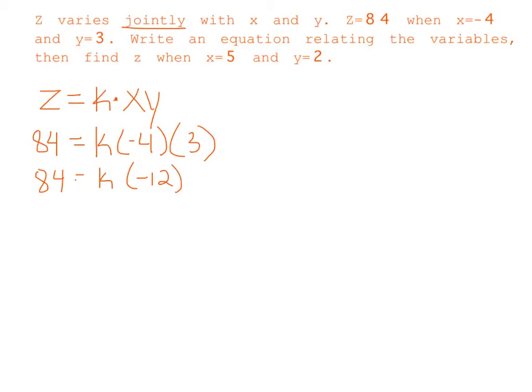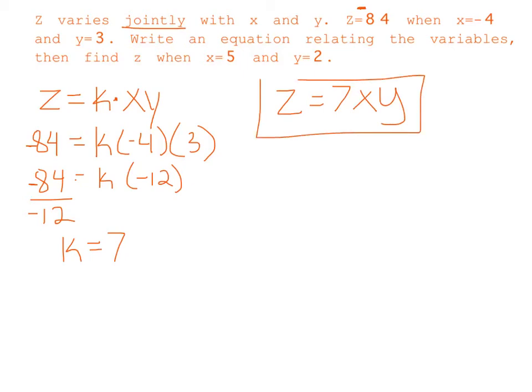Oh, the problem was supposed to be negative 84. My bad. Just add a negative there, add a negative there, add a negative there. So if we divide negative 84 by negative 12, we get k equals 7. So that means when we write the equation, we're going to say z equals 7xy. That's the answer for writing the equation.